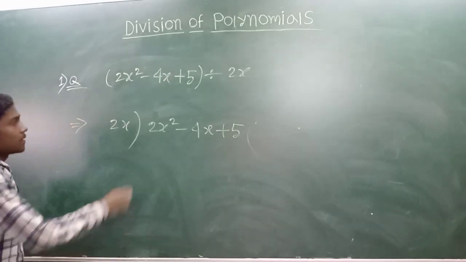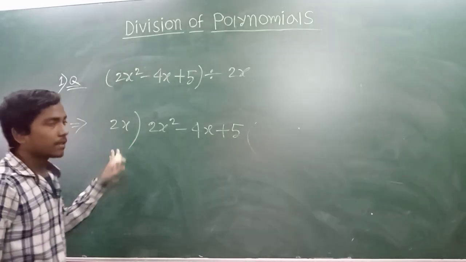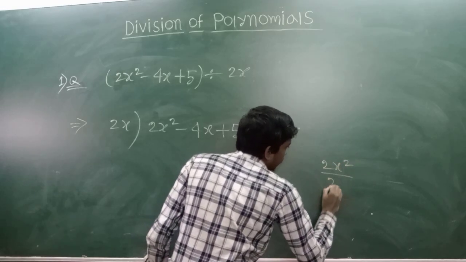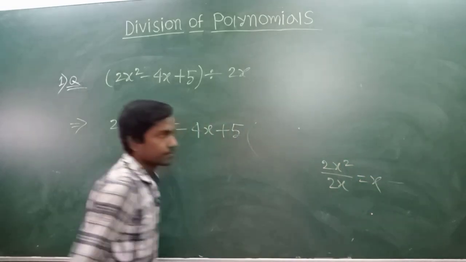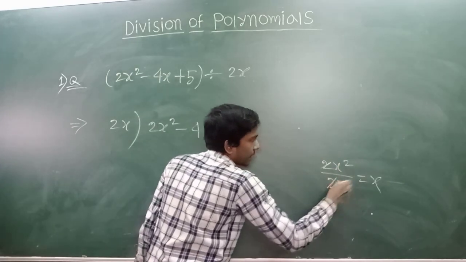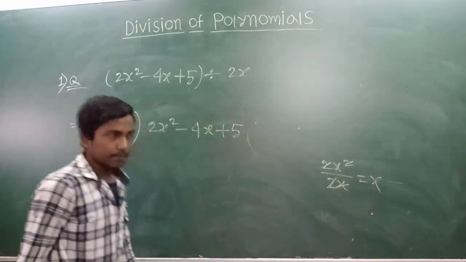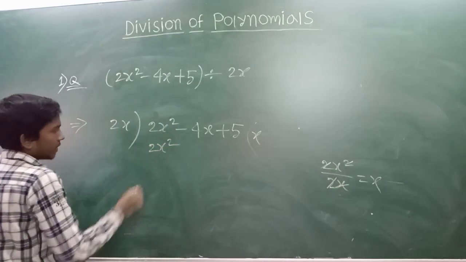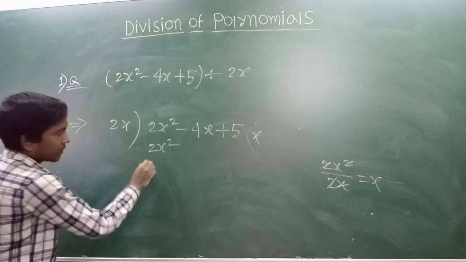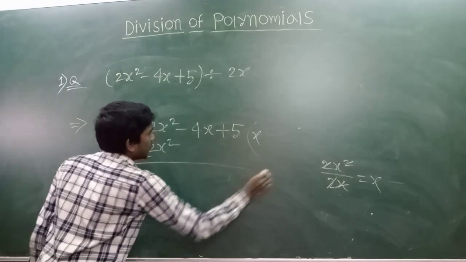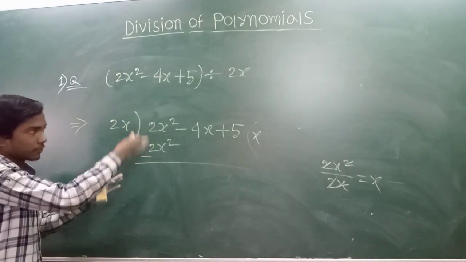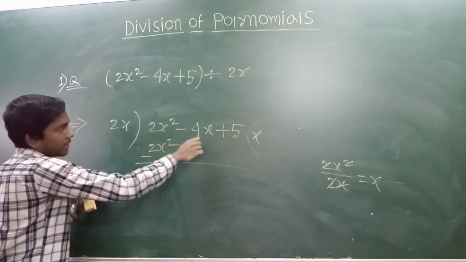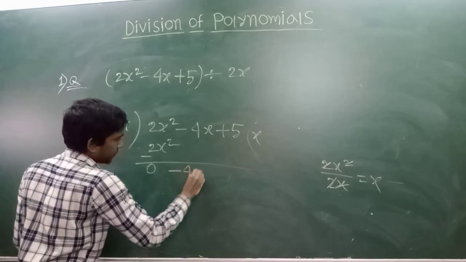Okay students, now the first term is 2x squared, so divide 2x squared by 2x. 2x squared divided by 2x is equal to x. 2 and 2 are cancelled out and x squared by x, so we get x. Now write here x and here 2x squared. Here the sign of 2x squared is plus, so we will write minus. We just change this sign here so that we can subtract. Now this is 0 and then we take this minus 4x here.